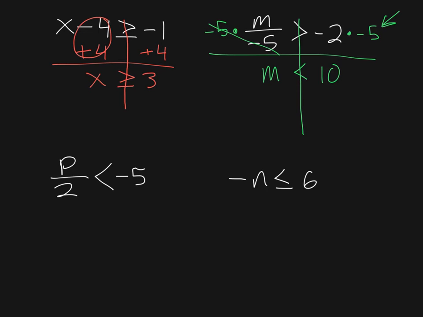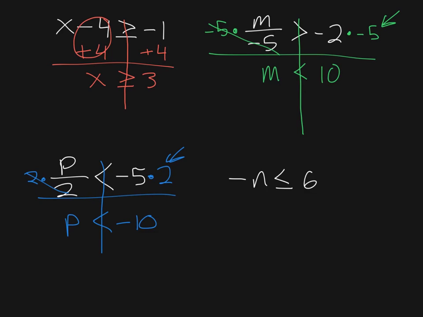In our third example, p divided by 2 is less than negative 5. Because this is division, we're going to use multiplication again. But here we're multiplying by a positive number. So we're still going to get p on the left side. We're going to get negative 10 on the right side, negative 5 times positive 2. But because we multiplied by this positive number, this inequality symbol doesn't change.